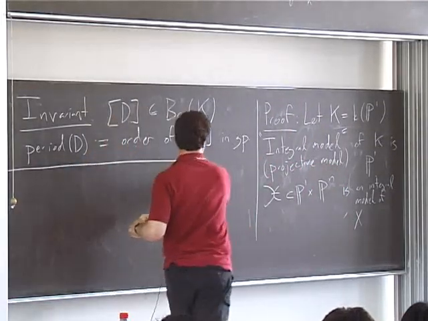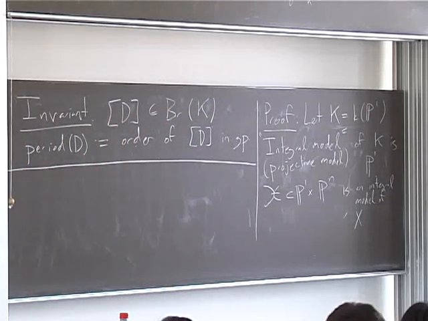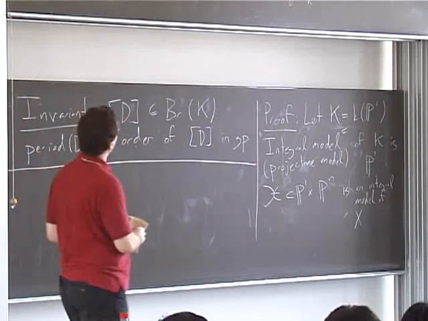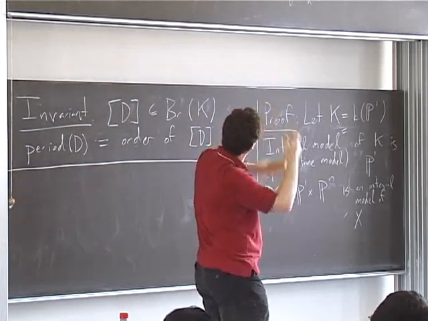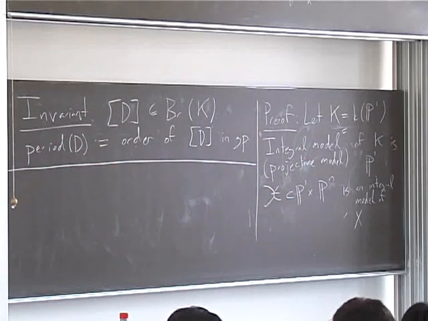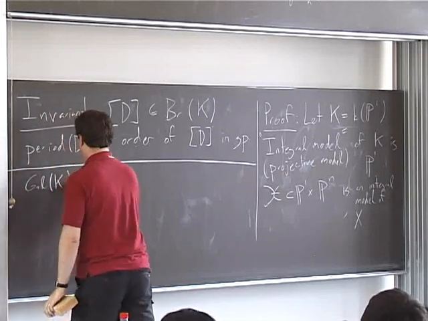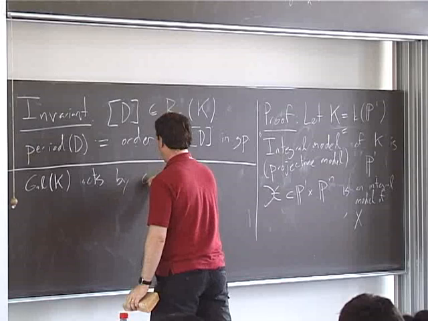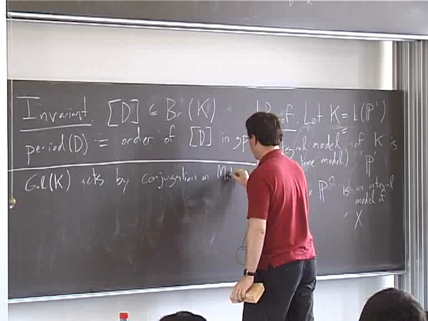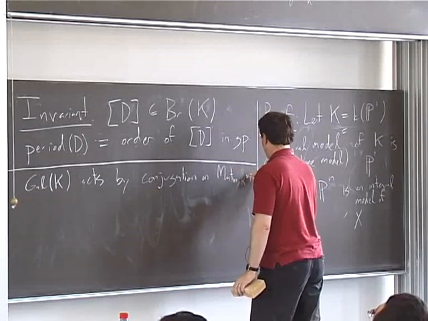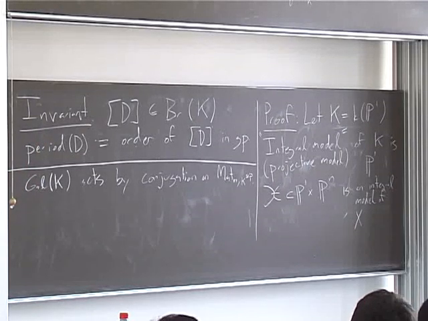The point is that this is a Galois twist of the space of matrices. So we could ask, are there any interesting polynomials on this D? That's the same as asking whether there are interesting Galois invariant polynomials on the matrices. The Galois group of K acts by conjugation on the space of matrices. So what is a homogeneous polynomial on the space of matrices that is invariant under conjugation?